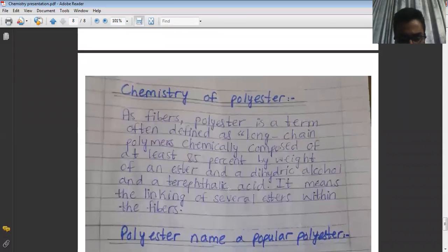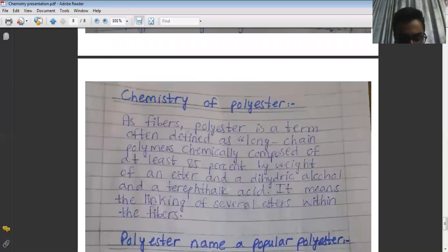As fiber, polyester is a term often defined as long chain polymers, chemically composed of at least 85% by weight of an ester, a dihydric alcohol and a terephthalic acid. It means the linking of several esters within the fibers.